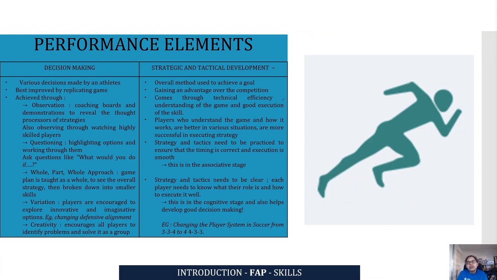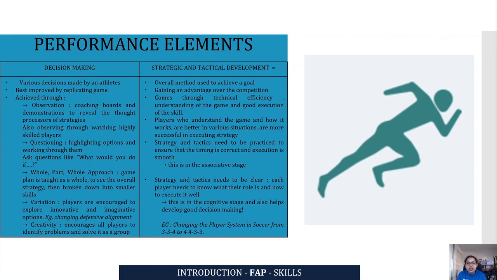So let's have a look at the different performance elements. We've got decision making versus strategic and tactical development. Decision making refers to the various decisions that an athlete will make in the course of the game, the event, in the career. When we are practicing decision making before an event, before a competition, we want to replicate the game, and that is how we will best improve it, by replicating the game and the conditions.